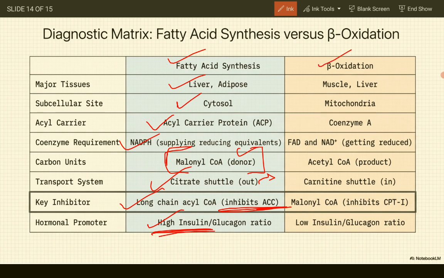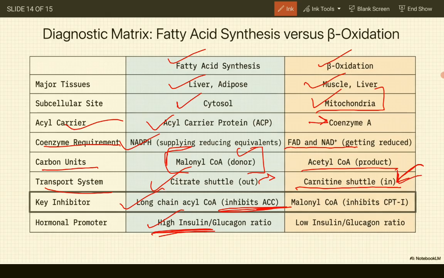Beta oxidation, that is breakdown of lipids or fatty acid, occurs in muscle and liver. The subcellular site is mitochondria. Beta oxidation actually occurs in mitochondria. The acyl carrier is coenzyme A. The coenzyme requirement in this case is FAD and NAD+, which get reduced. The carbon unit is acetyl CoA. And the transport system is the carnitine shuttle that makes the molecule come inside the mitochondrial matrix.